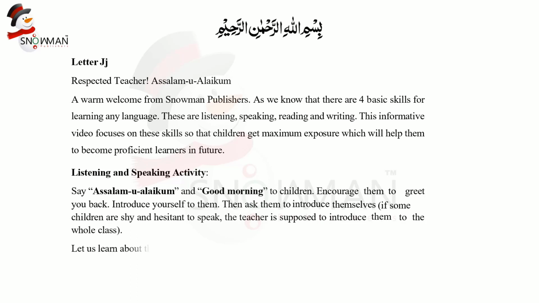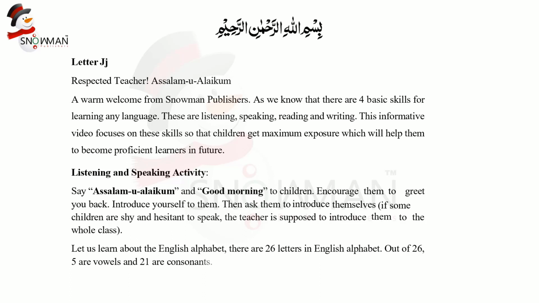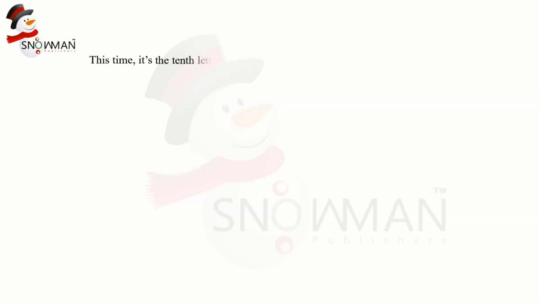Let us learn about the English alphabet. There are 26 letters in English alphabet. Out of 26, 5 are vowels and 21 are consonants. This time it's the 10th letter J. Use the writing board and write letter J.